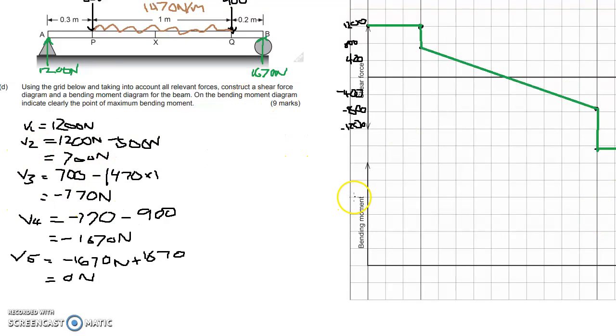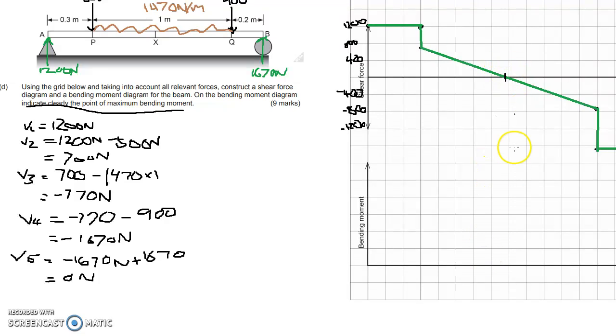Very simple. There's one more thing we have to do, because we know that in the future we're going to have to calculate the point of our maximum bending moment, and you're going to have to do this every single time. And in order to find the maximum bending moment, we need to know where the maximum bending moment is, and we do that by finding out where our shear force is 0, because the shear force is the differentiation of the bending moment diagram.